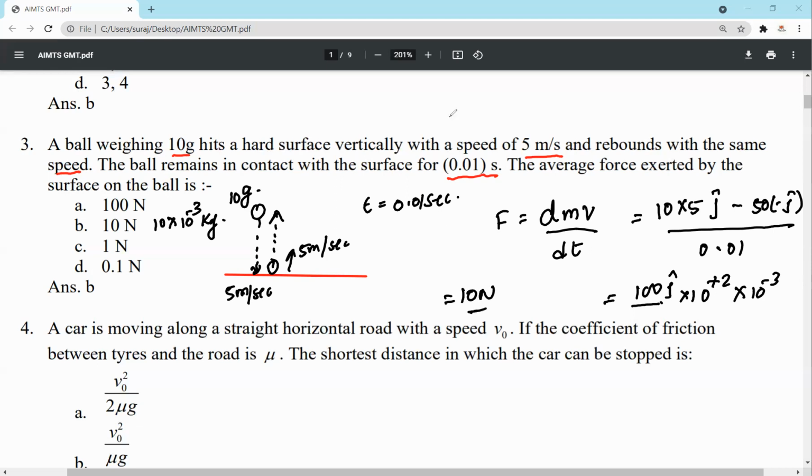So here what you should keep in mind is momentum is a vector quantity. While subtracting momentum, you should use directions also, or else you'll get wrong answer. Clear? Next, coming to question number 4.